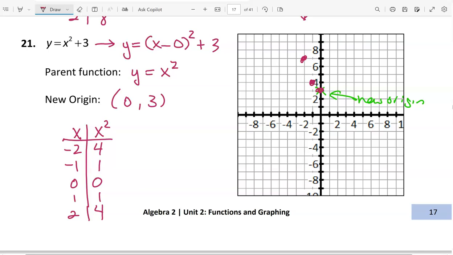0, 0 would be on the new origin. And 1, 1 would be 1 to the right and 1 up from there. And 2 to the right and 4 up from the new origin. That's that nice parabola shape. Connect that with a smooth curve.